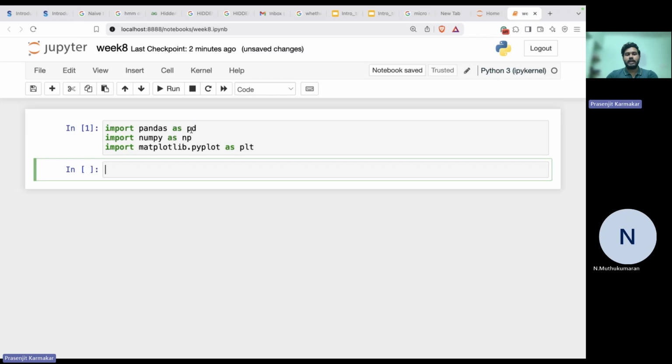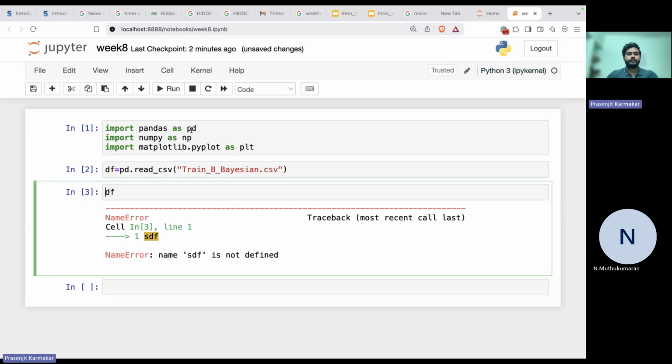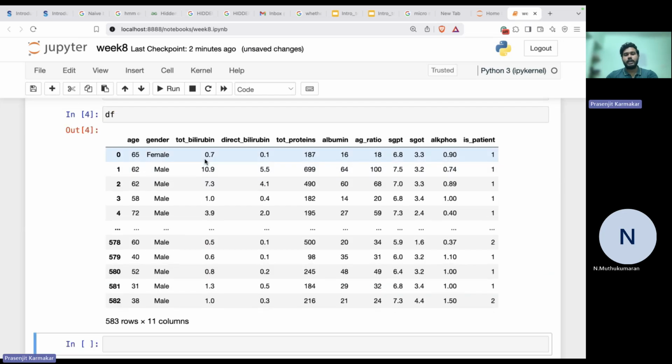Let's just import these libraries for now. So df is equal to pd.read_csv of the train Bayesian.csv, right? Now what is df? This one. This is df.